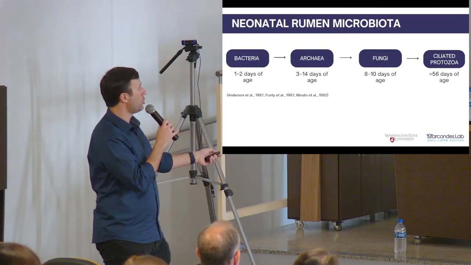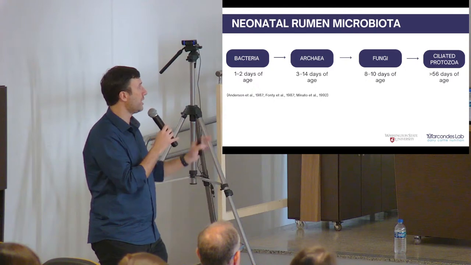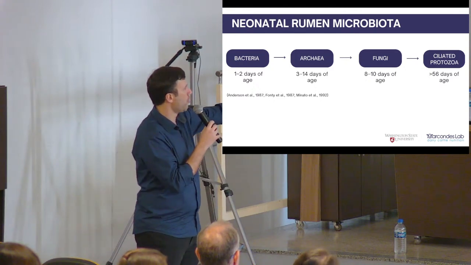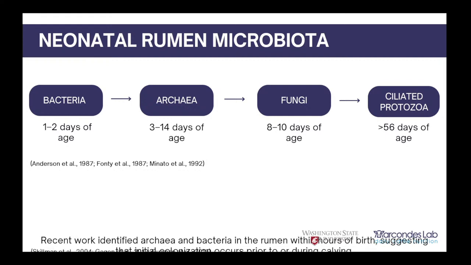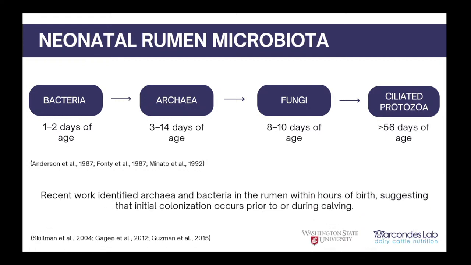So with 1 to 2 days of age, that is what we used to know, okay? Very old citations here. 1 to 2 days, bacteria. 3 to 14 days, archaea. 8 to 10 days, fungi and protozoa after weaning. That was what we basically thought at first. But then recent work identified archaeal and bacterial presence in the rumen within hours of birth, suggesting that initial colonization occurs, or can occur, even prior to calving.